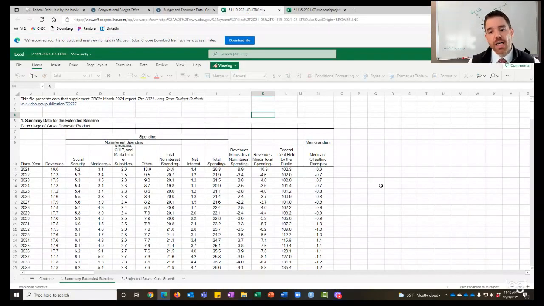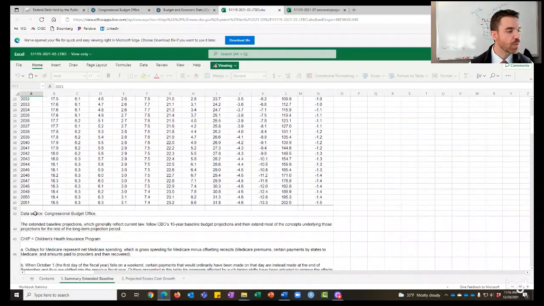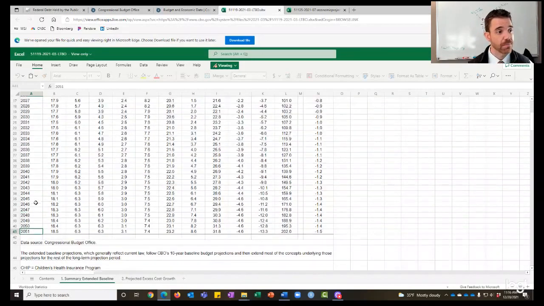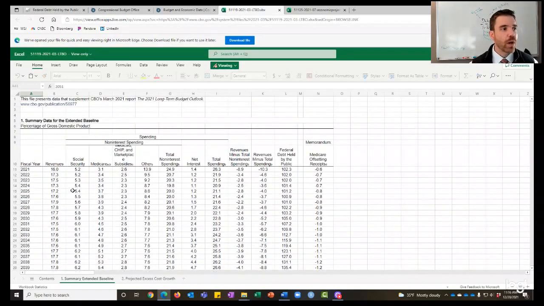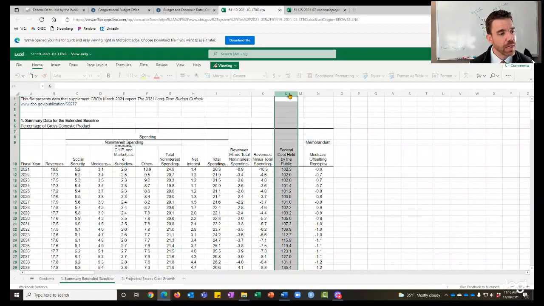Now, if you're not a data person, this might seem daunting. Make sure you have somebody on your team that's accustomed to analytics. What they'll see is that this report was put together in March of 2021, and it has fiscal years from 2021 all the way down to 2051. That is the 30-year planning horizon that you're focused on. Okay. Where is that debt to GDP number that we were just looking at? Right there, column L.